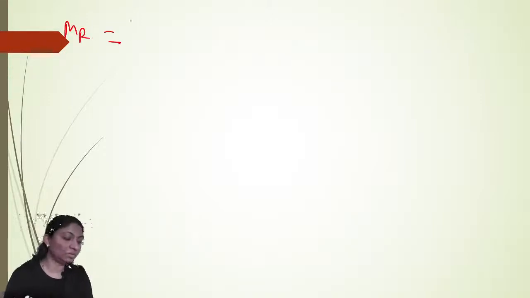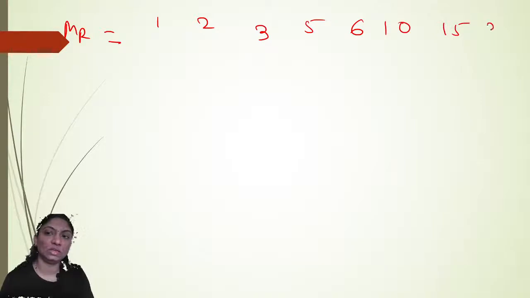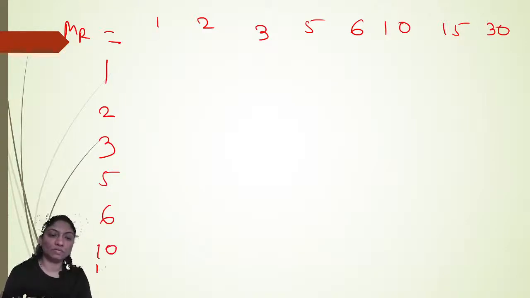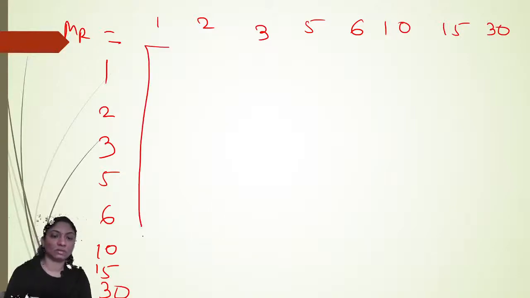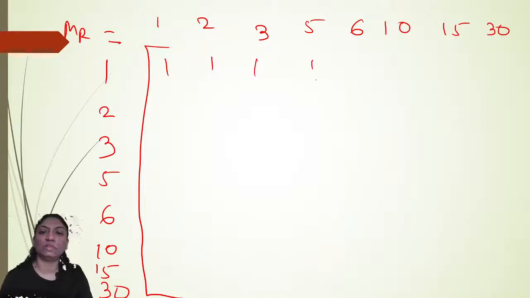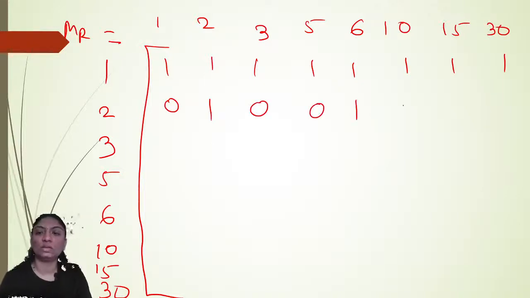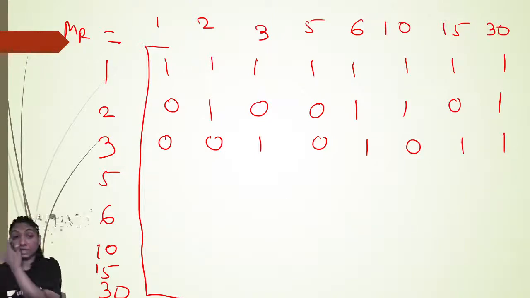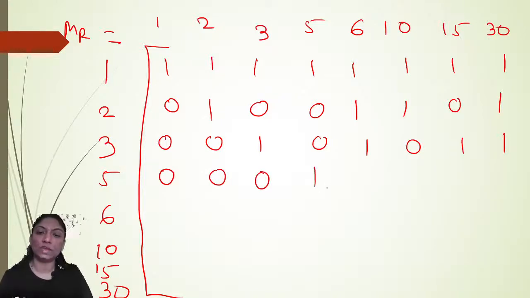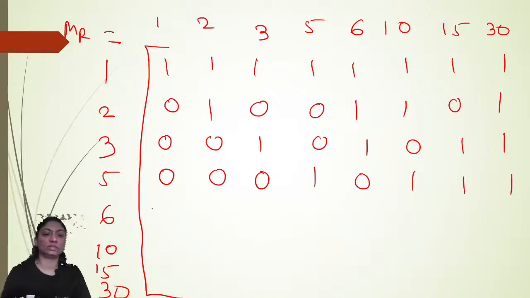Then you will get MR is equal to, here, rows and columns 1, 2, 3, 5, 6, 10, 15, 30. Right? 1 divides 10, yes, 1. 1 divides 30. 3 divides 1, and so on. 5 divides 1, 0, 0, 0, yes, 1, 0, yes, yes, 1.